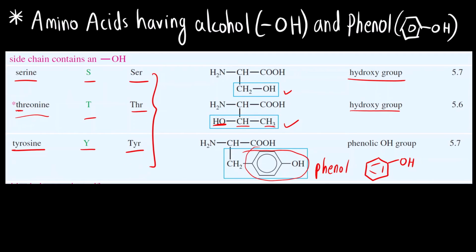So here you can see threonine, THR. And tyrosine is TYR. So you have to be very careful while reading the names. They look similar but they are different. This is THR, this is TYR.